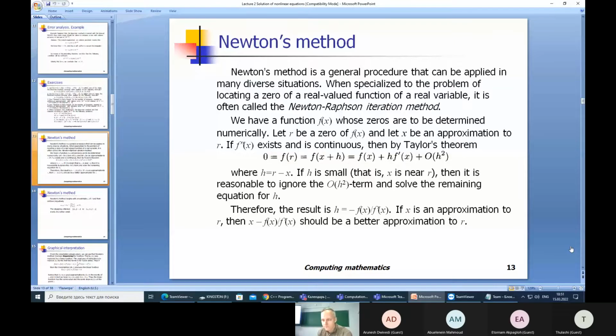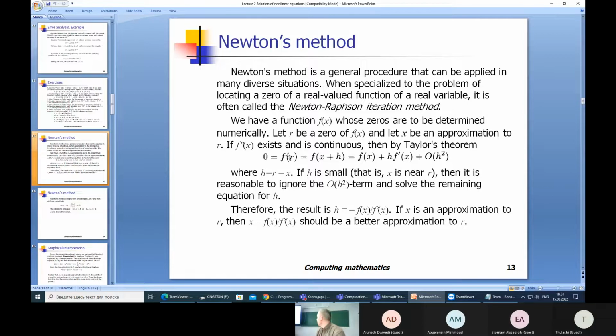Let me share the screen for the students who are online, and let's continue. Well, again, let me repeat here the main points. R is a root, but we don't know it. X is some approximation to this root. And using this X, we want to improve this approximation. We want to find a better approximation to the root that we have.